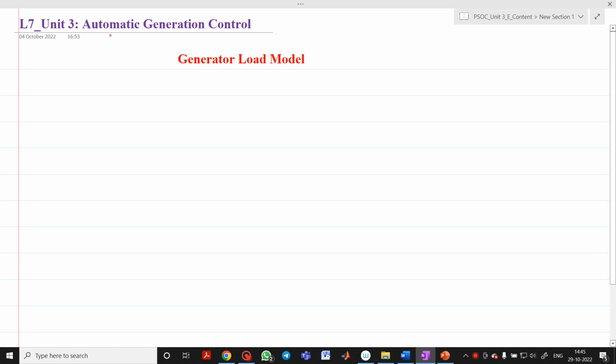In this video lecture, we are going to discuss a topic from automatic generation control. The name of the topic is generator load model. So let's start with a derivation.